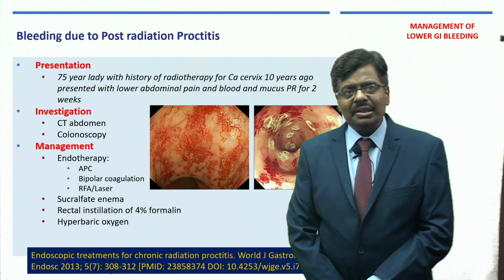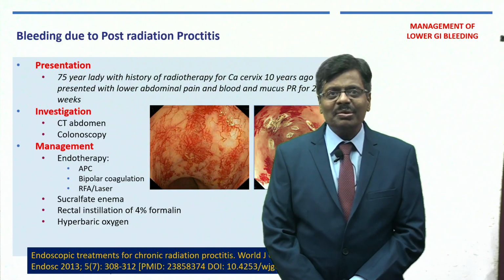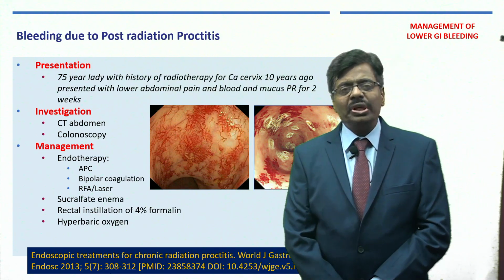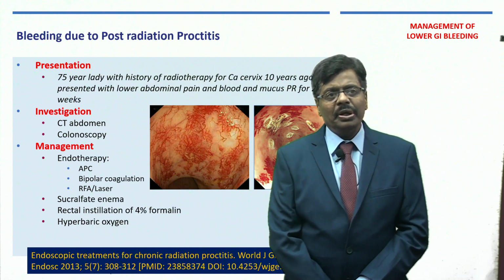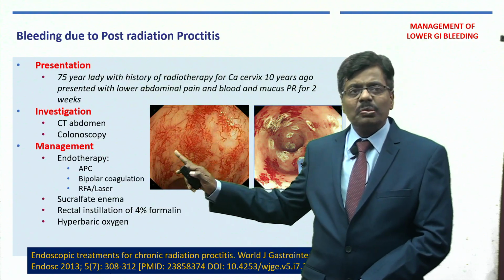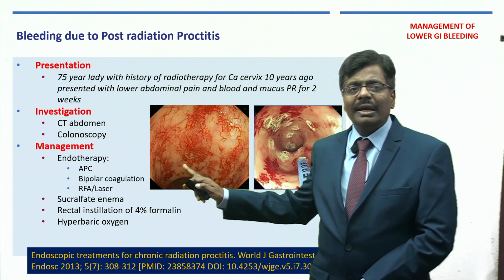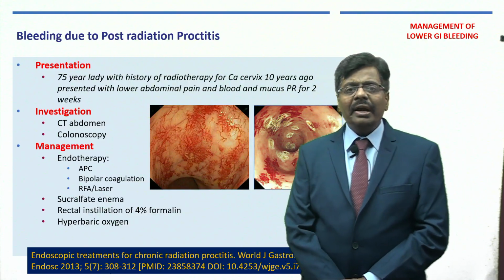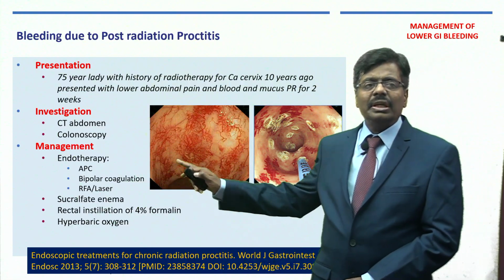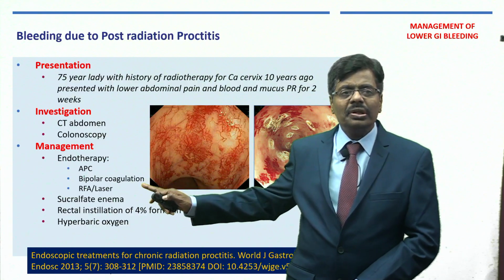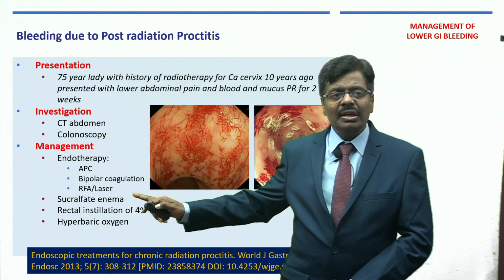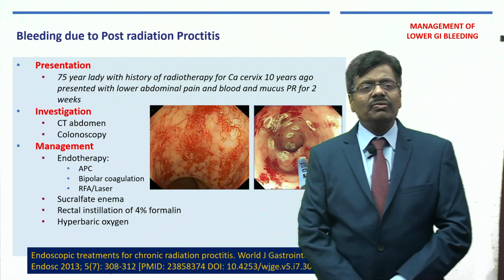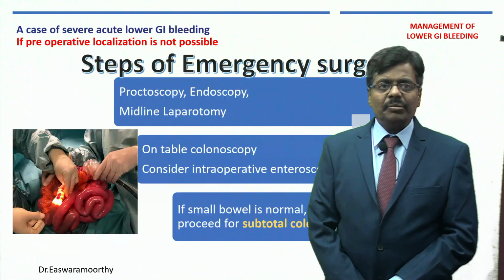Coming to the last case I wanted to share with you, a post-radiation proctitis. Elderly lady, 10 to 12 years post radiotherapy, usually they present with bleeding PR, and a CT abdomen has to be done. When you do a colonoscopy, classical telangiectatic vessels with contact bleeding will be there. Ideal treatment is endotherapy, either using APC, bipolar coagulation, or radiofrequency ablation, or even laser. People have tried sucralfate enema, even rectal instillation of 4% formalin and hyperbaric oxygen.